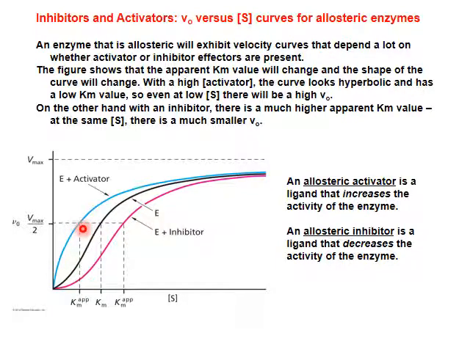If we have an inhibitor, then it takes more substrate concentration to get to 1/2 Vmax, and so we have a new Km apparent, and we identify the allosteric effector as an allosteric inhibitor because it slows down the reaction. We need more substrate to get 1/2 Vmax, so the enzyme is not efficient.